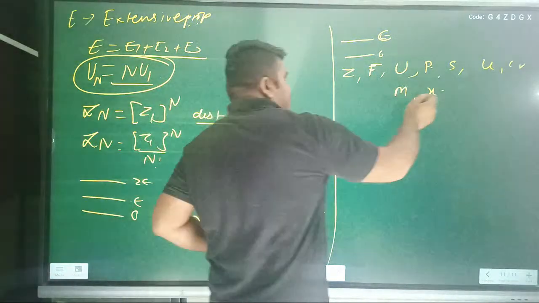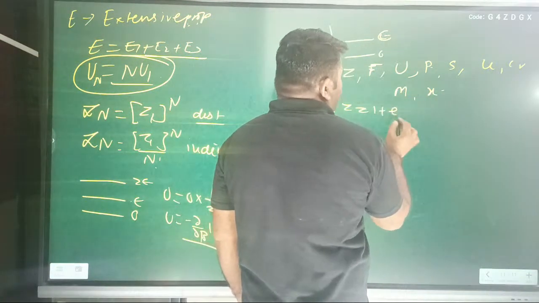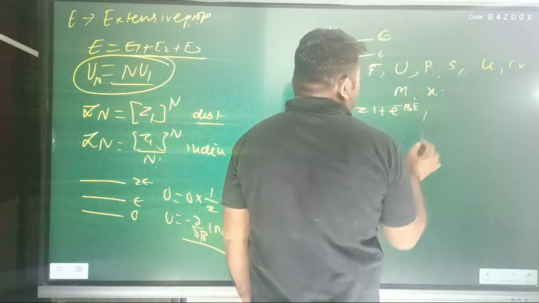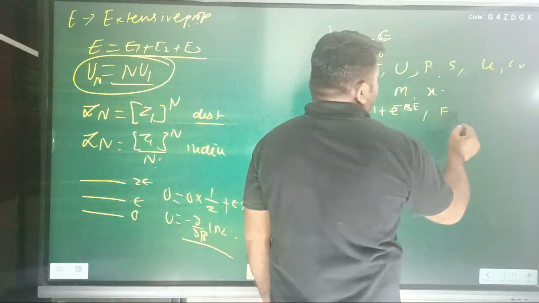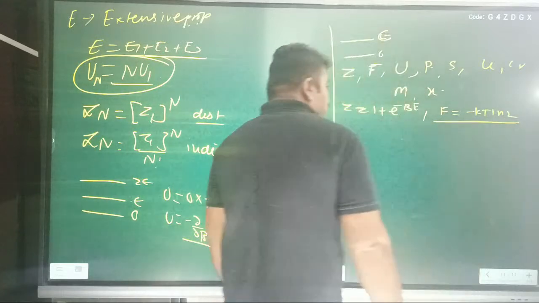नेक्स्ट हम एक क्वांटिटी भी सॉल्व कर देते हैं इसको. हां, Z इज इक्वल टू हाउ मच? सिंपली 1 प्लस e टू द पावर माइनस बीटा एप्सिलॉन. व्हाट इज द वैल्यू ऑफ F? F इज इक्वल टू माइनस kT ln Z. आप बोलेंगे दिस इज द हेल्महोल्ट्ज एनर्जी फॉर द सिस्टम.